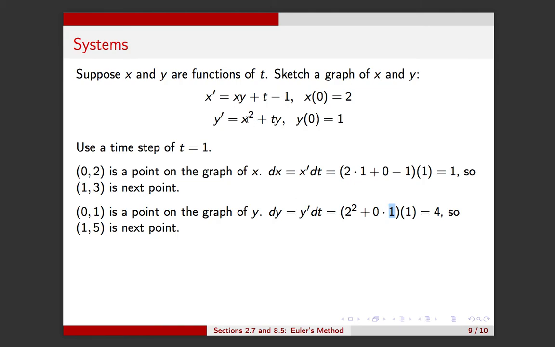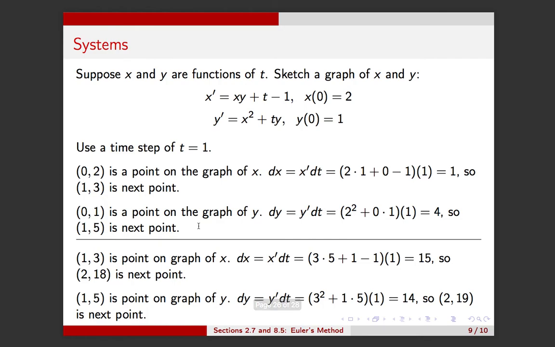At 0, x is 2. So I put a 2 right there, and I get a 4. So if y used to be here at 0, 1, it goes up by 4. So now the new point is time of 1 and y value 5. And now you just iterate that. So 1, 3 is a point on the graph of x.